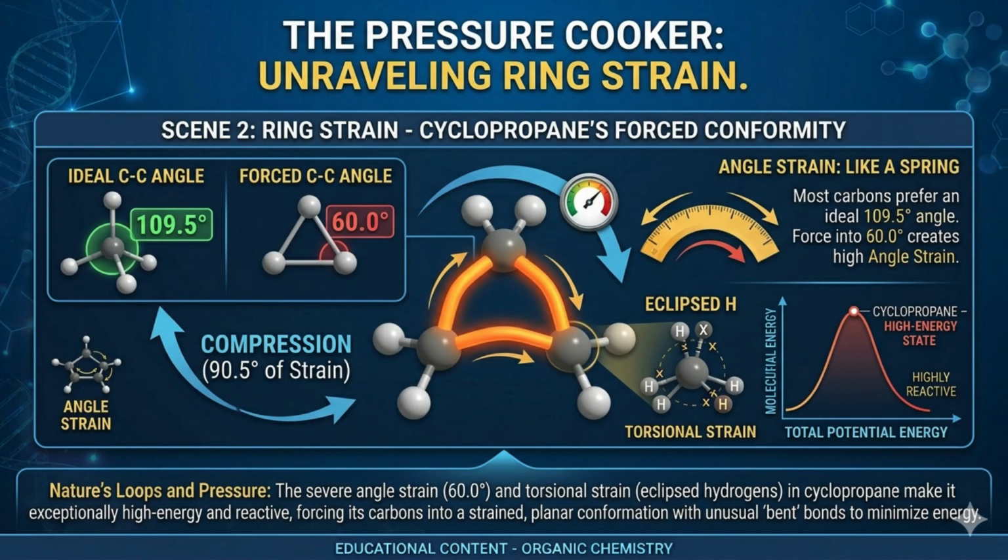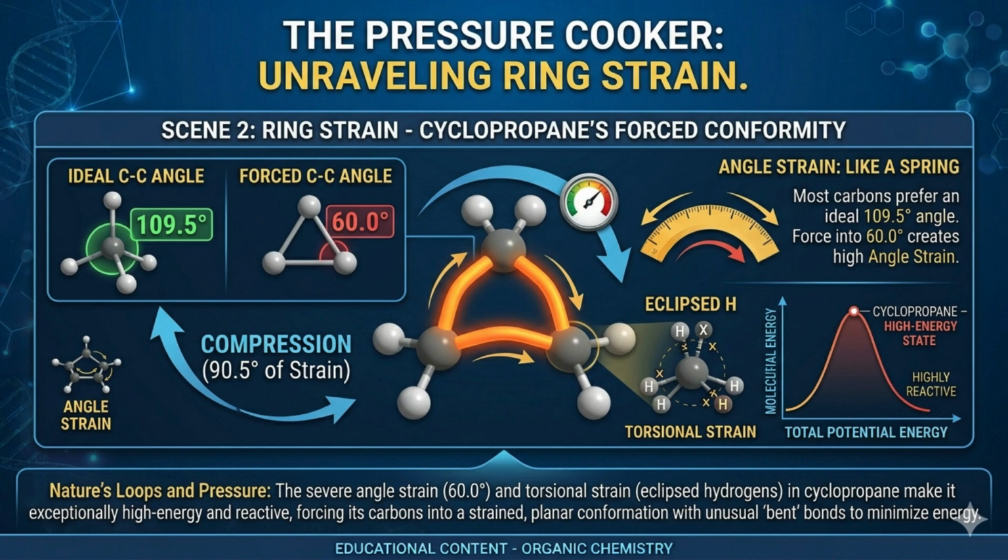To understand why some chemical rings are more reactive than others, we have to look at ring strain. Think of it like a mechanical spring being forced into a shape it doesn't want to hold. Let's see the ideal versus the forced angle. In a standard carbon chain, atoms prefer a relaxed, tetrahedral bond angle of 109.5 degrees.